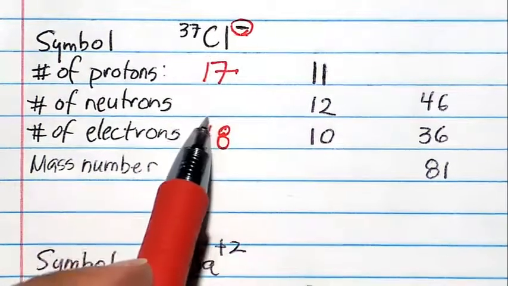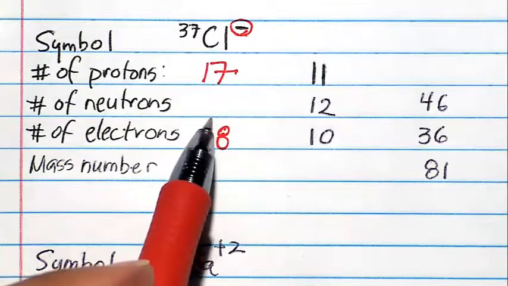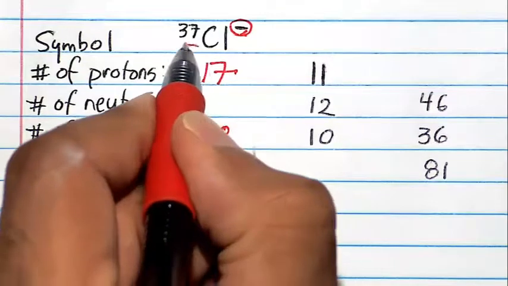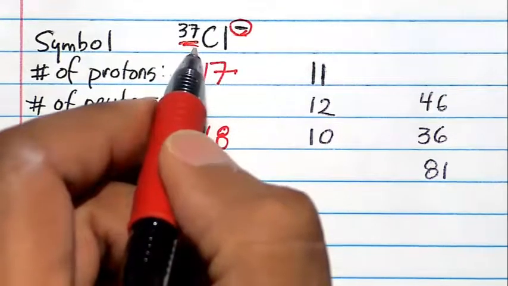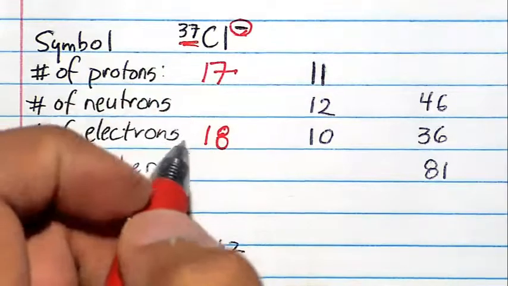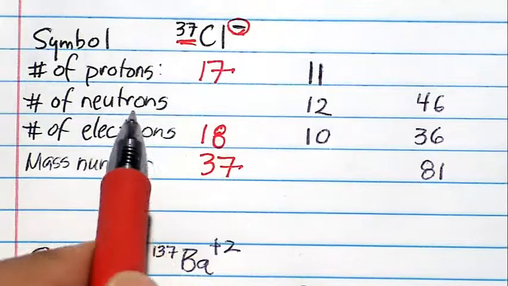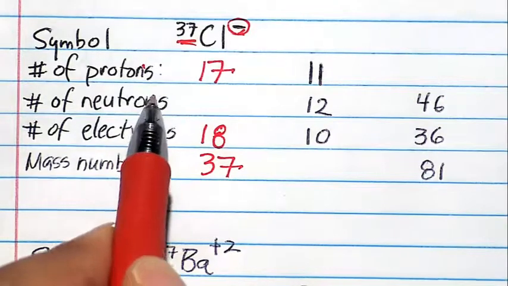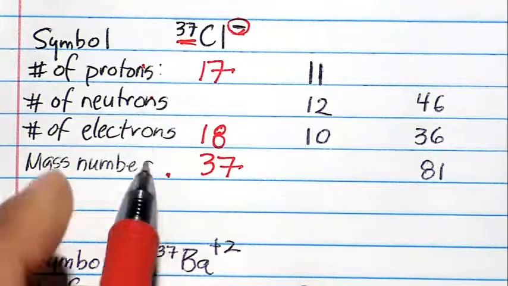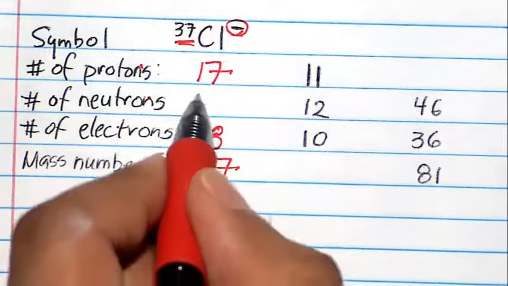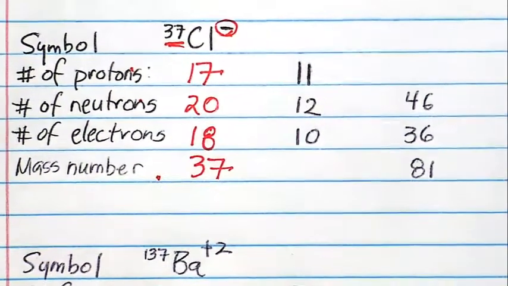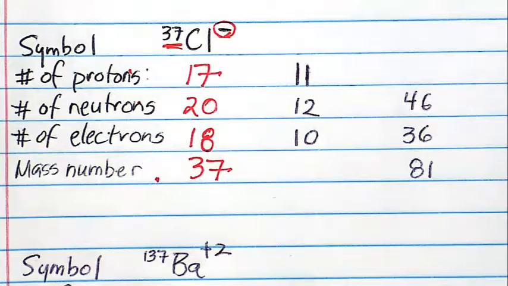Okay, the number of protons plus neutrons is the mass number. The mass number is going to be 37. It's always written to the left and as a superscript to the element. So the mass number is 37. The number of neutrons is going to be this plus this is going to equal that. So this plus 17 has a sum of 37, which gives 20 neutrons. Remember, mass number is protons plus neutrons.